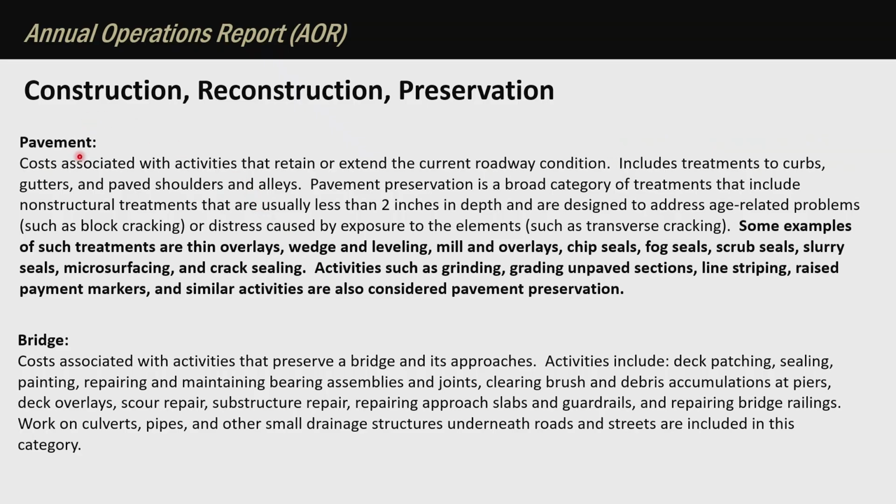And then in the pavement and bridge, again, referencing back to the instructions tab, it gives further detail on what activities could be included in the construction, reconstruction, preservation category. So treatments such as thin overlays, wedge and leveling, mill and overlays, chip seals, fog seals, scrub seals, microsurfacing, and crack sealing. Again, this is not an exhaustive list. It's just some examples of what could be included when we're considering construction, reconstruction, and preservation for pavement. And then also for bridge, there's a definition in here for some examples of some activities that could be included.